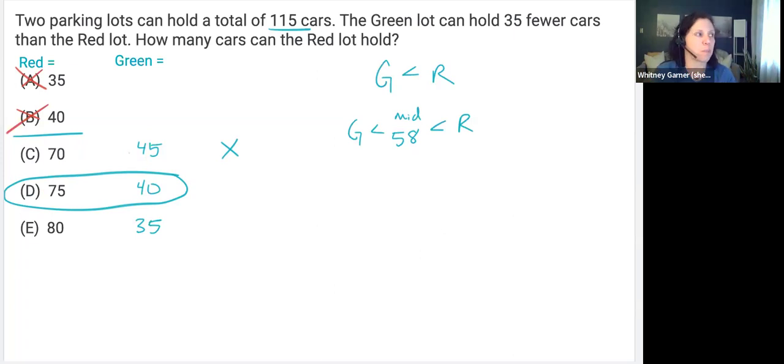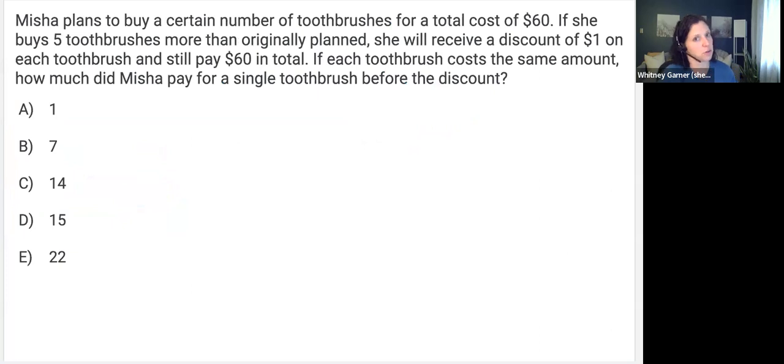So I want to take us back to Misha and her toothbrushes. And my answer choices are wonky for these. My apologies for the earlier question. That would be really hard to answer. Misha and her toothbrushes. One second. Let me get you the right answer choices for those. I must have mistyped them.